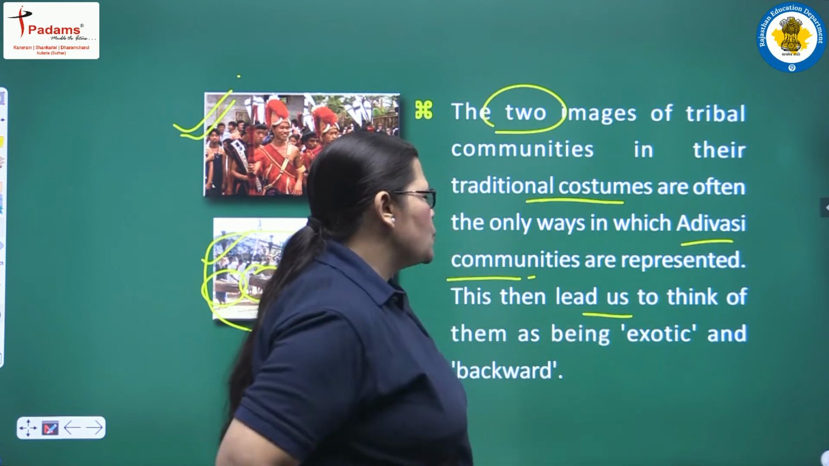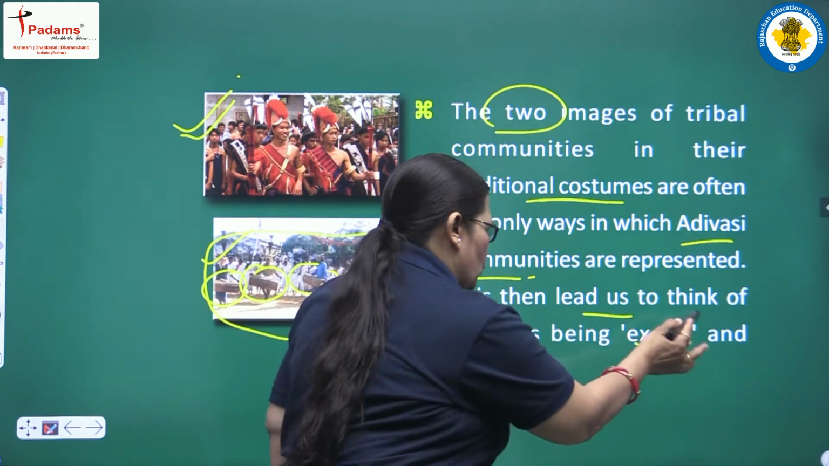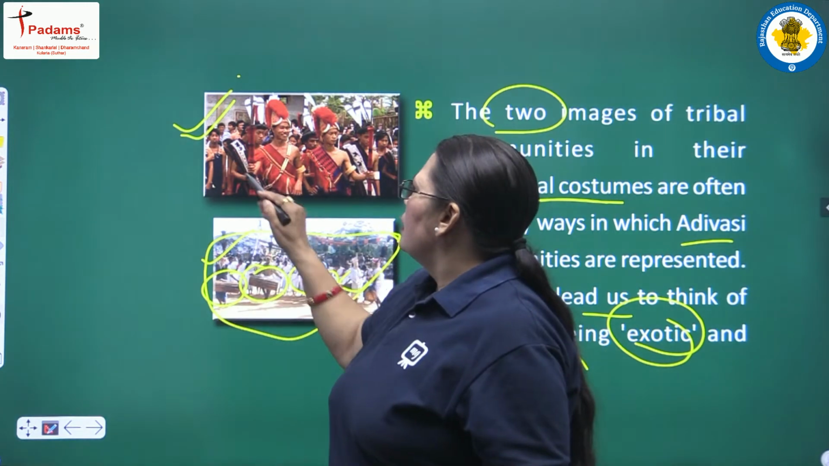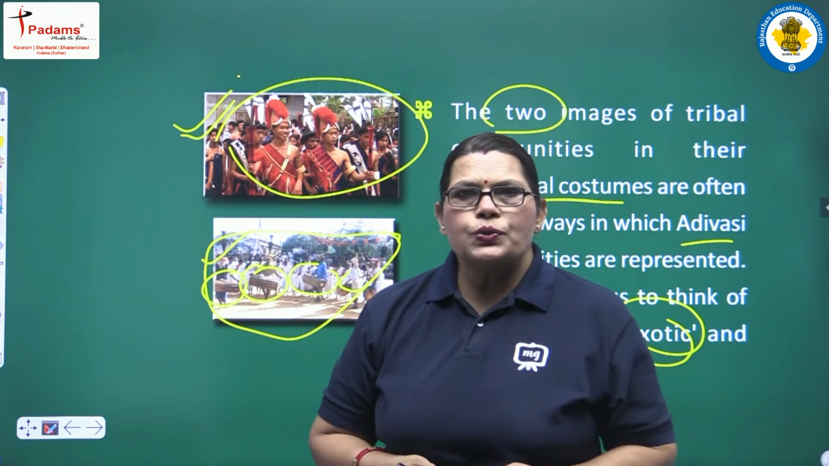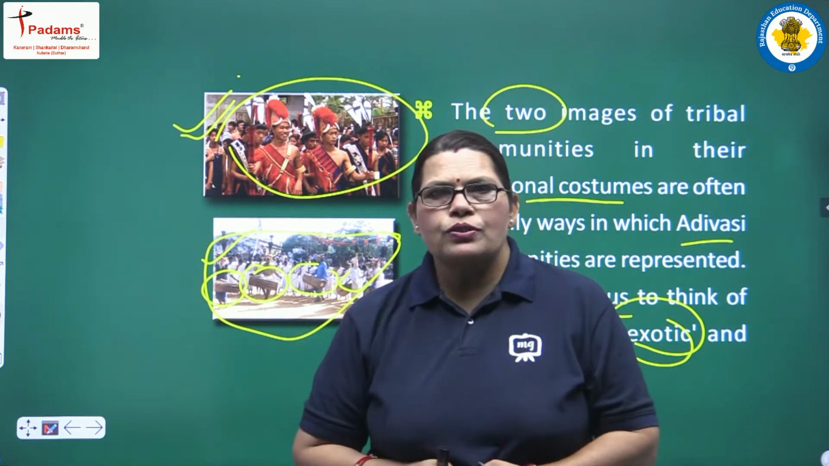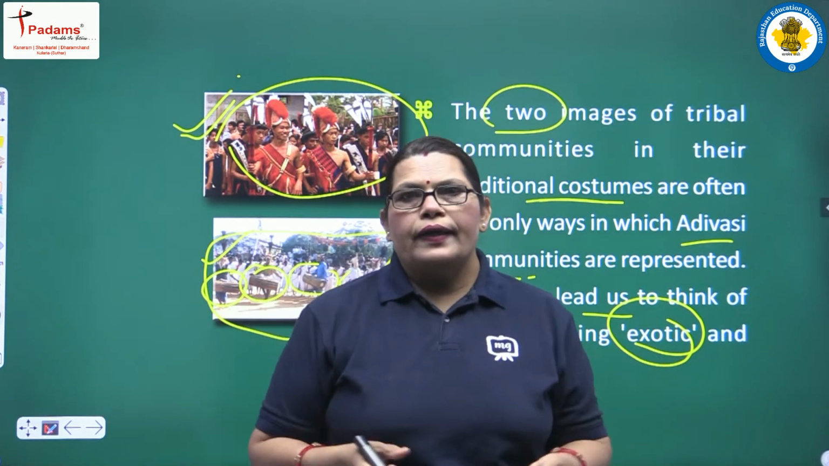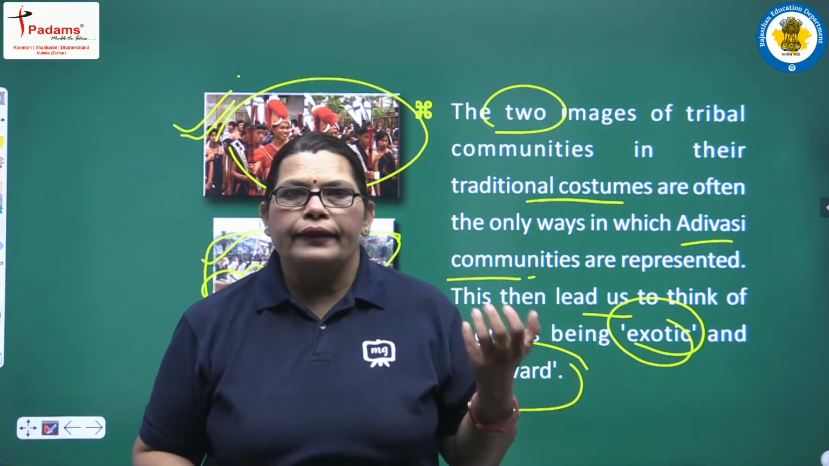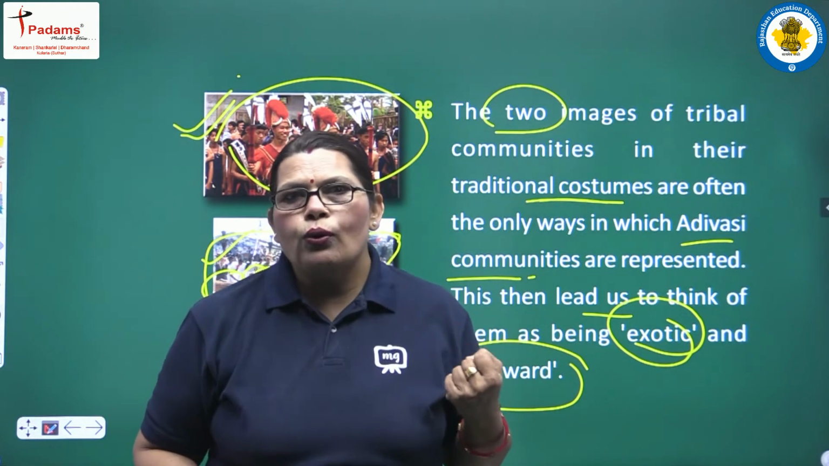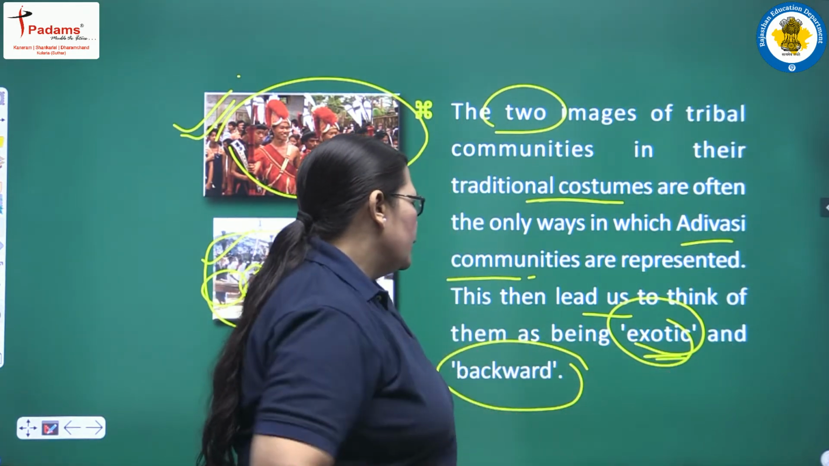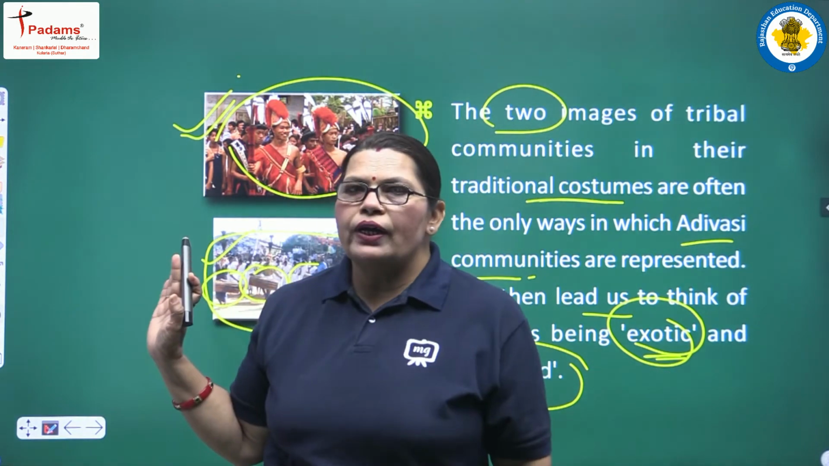This then led us to think of them as being exotic and backward. So, students, is this an example of exotic? No, not at all. They are enjoying it, they are firm in their position that they wear their own dress, their own costume. So this is not a matter of being exotic and backward.